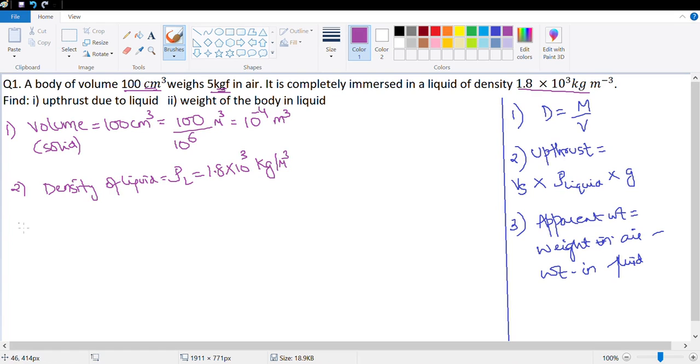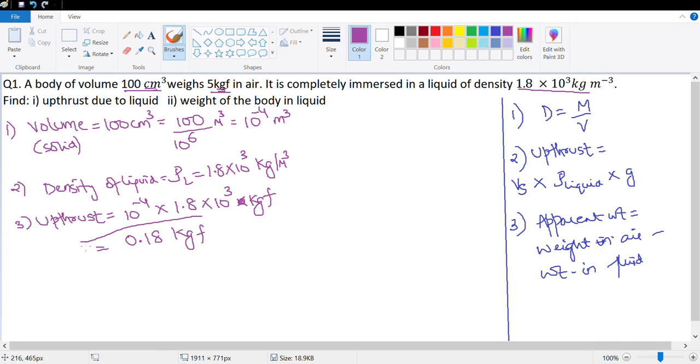So we know upthrust is equal to volume of solid multiplied with density of liquid multiplied with g. In this case, 10 to the power minus 4 multiplied with 1.8 into 10 to the power 3 into g, which means I'll convert this into kilogram force. So this is 1.8 into 10 to the power negative 1, which means 0.18 kilogram force. So that's the answer. The upthrust due to liquid is 0.18 kilogram force.